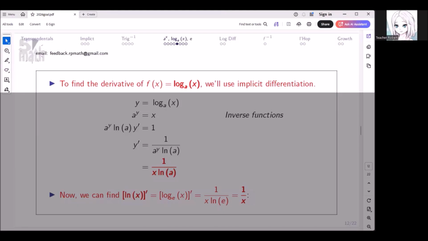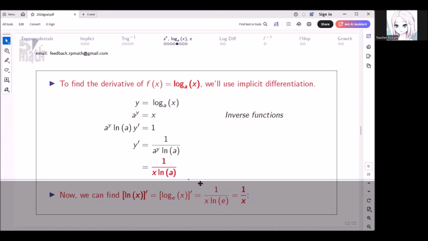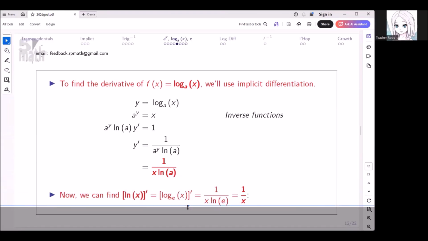To find the derivative of f of x equals log base a of x, we use implicit differentiation. And we have the following. Now, we can find the derivative of ln of x, which equals log base e of x, equals 1 over x ln e, which equals 1 over x.